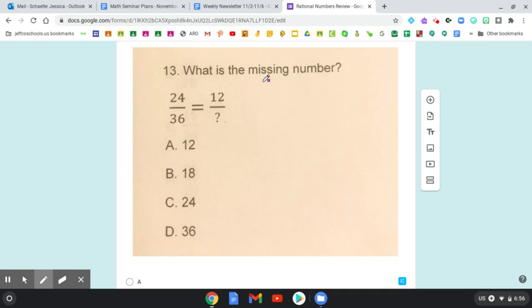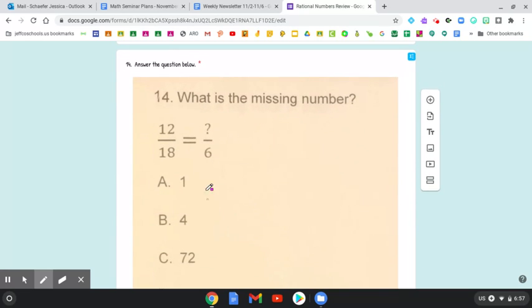Number 13. This time, instead of multiplying, I'm going to divide. So I'm going to take 24 and I'm going to divide it by 2 to get 12. What I do to the top, I'm going to do to the bottom. So 36 divided by 2. Half of 36 is 18. So my missing number was 18.